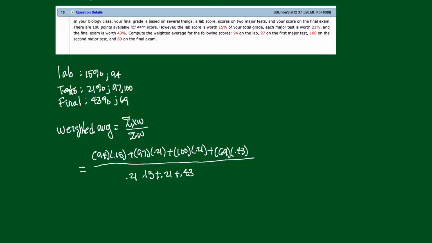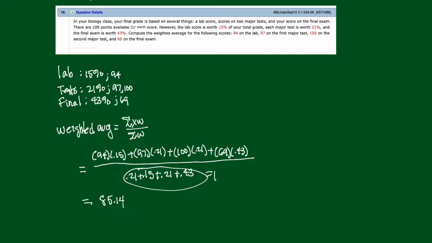So 0.21 is addition. Order doesn't matter. Now the bottom numbers should add up to 1, right? So if you add up the bottoms now, that should equal 1. So we just have to add up that top now, multiply and add. So my calculator is showing an 85.14.